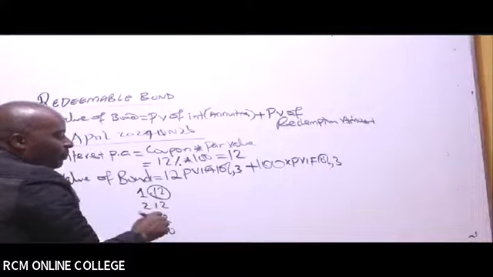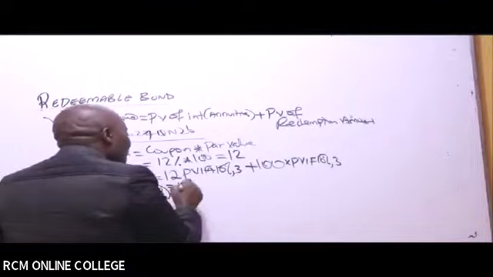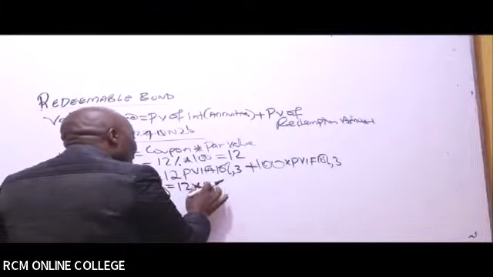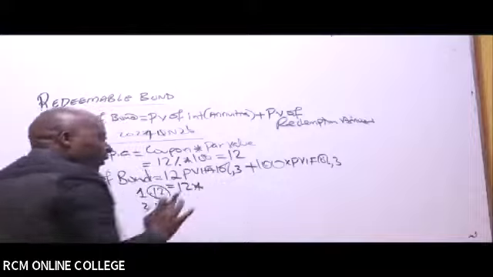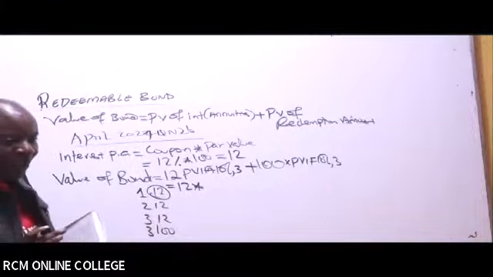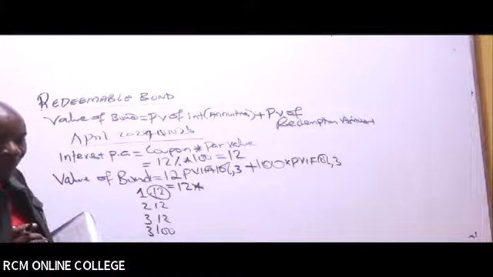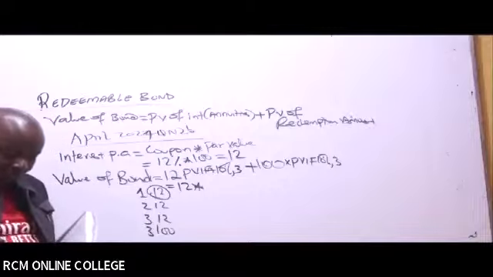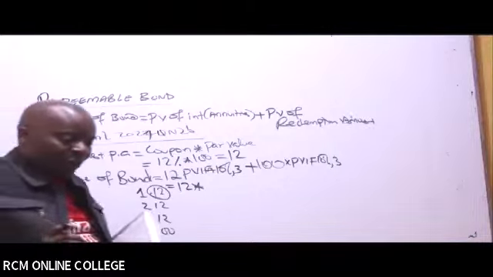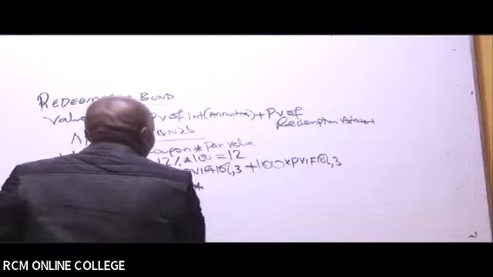Ladies and gentlemen, I'm so sure you guys have tables. Is there somebody who is able to give me this PV for 10%, 3 years? Anybody who could be having it? PV for 10%, 3 years, from your annuity table. Anybody who could be having this?